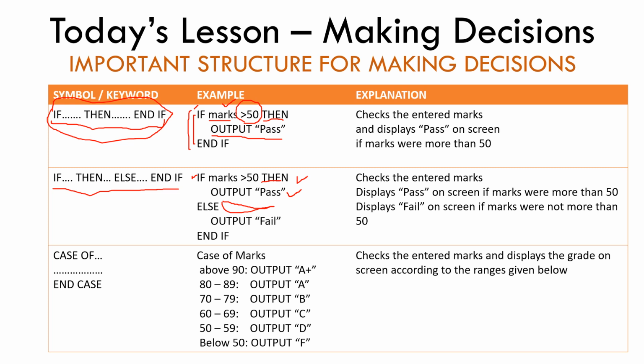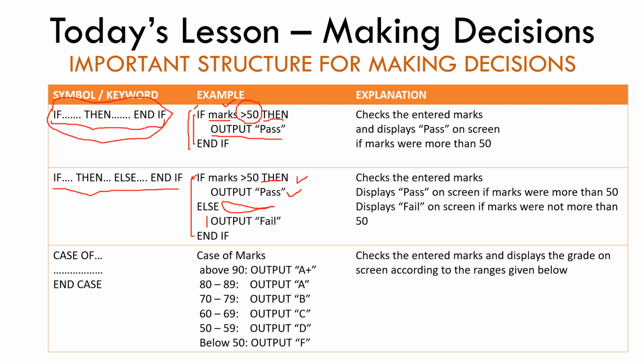Everything that comes under the else option, the else option tells you that we will output fail. If someone scores more than 50, we'll output pass. Otherwise, else, we are going to output fail. So this is also very useful when making decisions where an input is involved and you can only take two decisions about it. I will give you an example of it on the next page also.